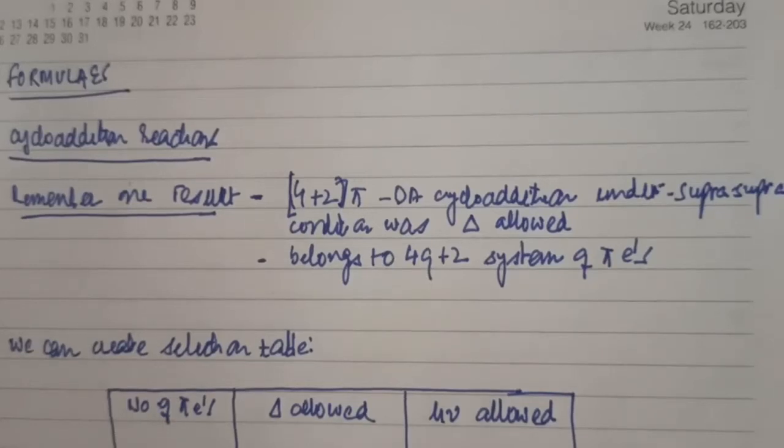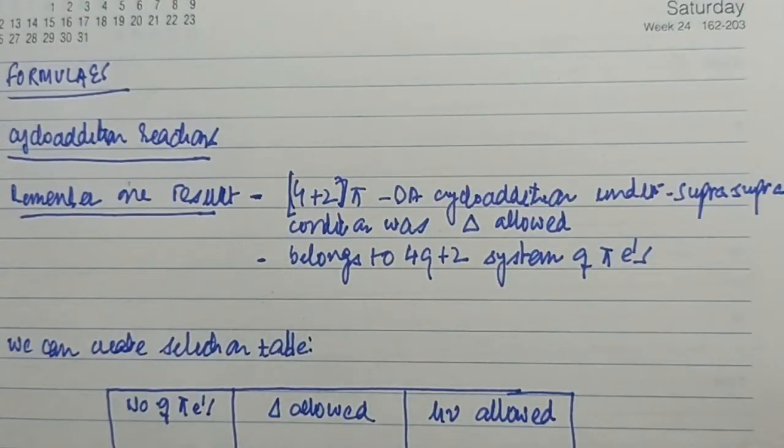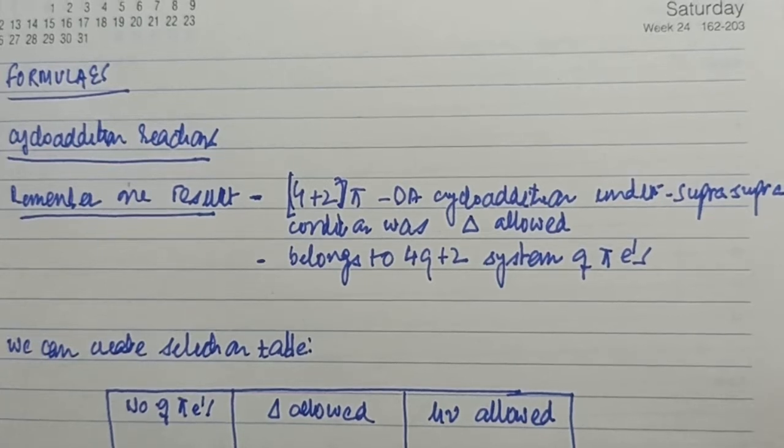Good morning. Today we'll be talking about the formulas and the selection rules which we normally use in the case of cycloaddition reactions or other pericyclic reactions like sigmatropic and electrocyclic reactions. We'll start with cycloaddition reactions.